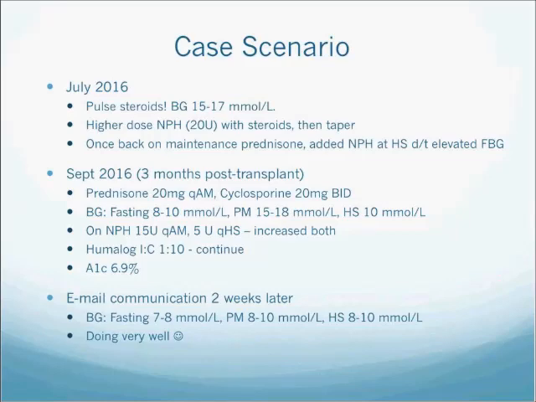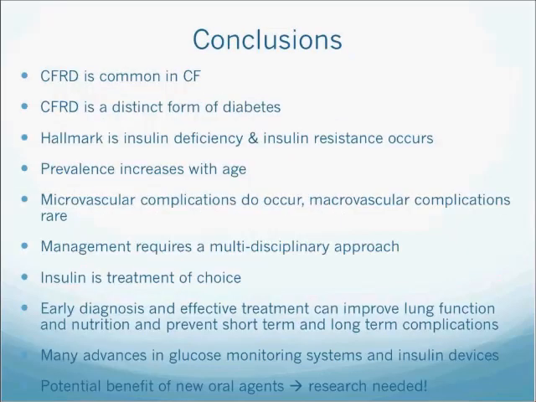2 weeks later, through email and as an outpatient, she was doing very well. Her fasting blood sugars were just only slightly above target, 7 to 8. Her PM blood sugar values were 8 to 10, and at night she was 8 to 10. So overall, she did very well, but you can see it was a lot of communication and regular adjustments and monitoring of her as she was unwell in hospital, then went through transplant, and then post-transplant with some complications.